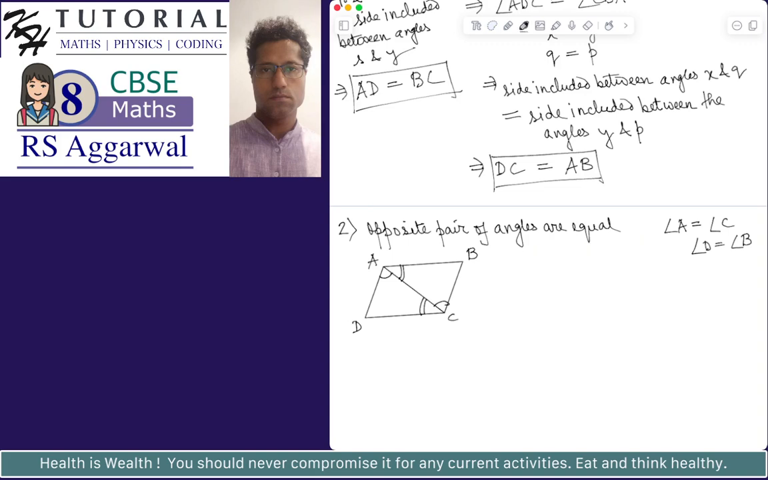Okay, so we know that since AB is parallel to DC, let's give names: let this be X, this be Y, and this be A, and this be B. So we must have AB parallel to DC, and AC is the transversal. I hope this is the term, transversal.